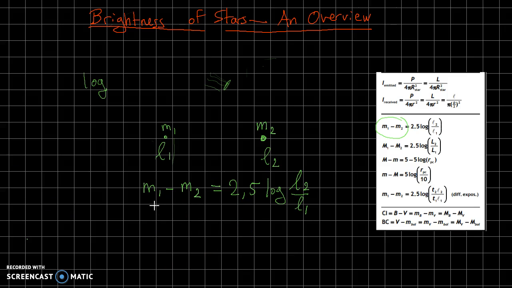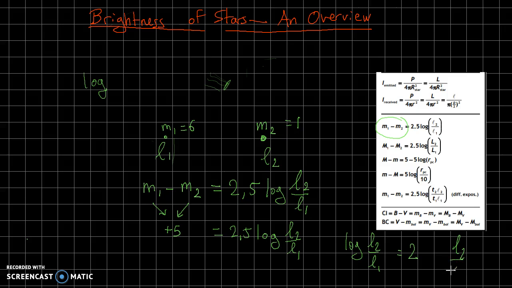It is built in a way that whenever the difference in magnitudes between two stars is 5 points, so let's say m1 is 6 and m2 is 1, so 6 minus 1 is 5, then the ratio in luminosities, in apparent luminosities, would be, well, logarithm, this is logarithm base 10, is 2.